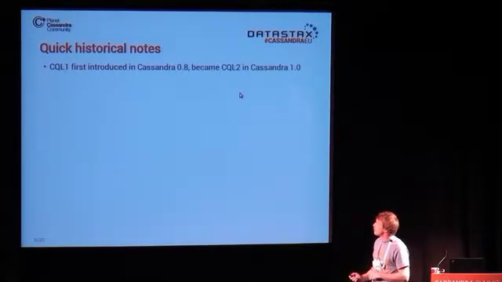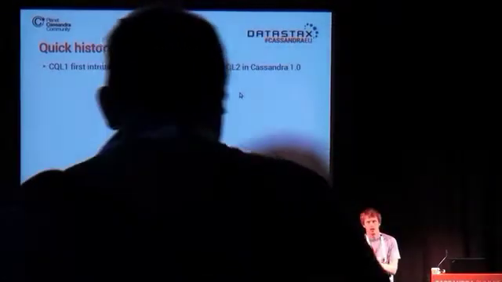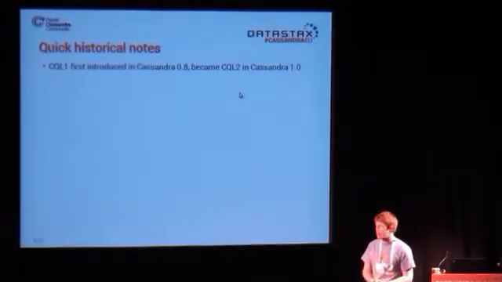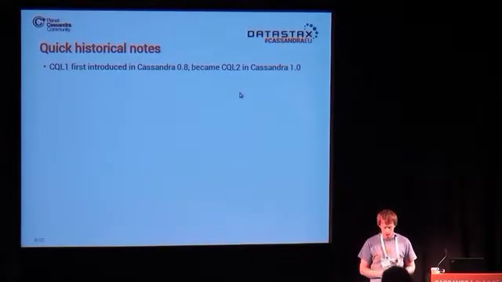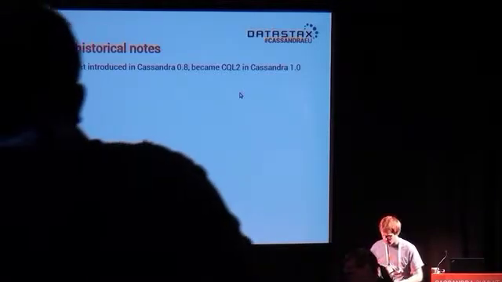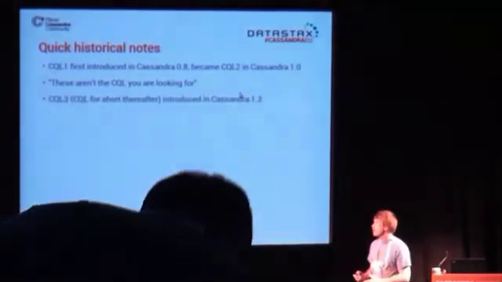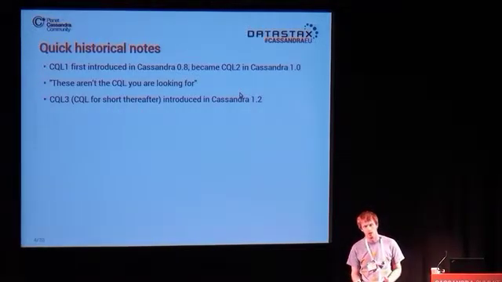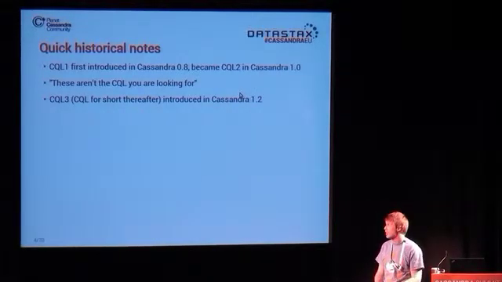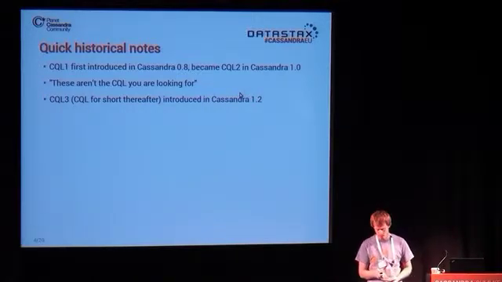Now, very quickly, a few historical notes. The first version of CQL, which is called CQL 1, was introduced in 0.8. So it's kind of old for Cassandra. And in 1.0, it actually became CQL 2. We made a few changes that were breaking, but these are not the CQL version you are looking for, right? The version you are looking for is CQL 3, which I'll call CQL because that's really the only version I'll be talking about today, and the only version you should care about. That version was introduced in Cassandra 1.2, so at the beginning of this year, pretty much.